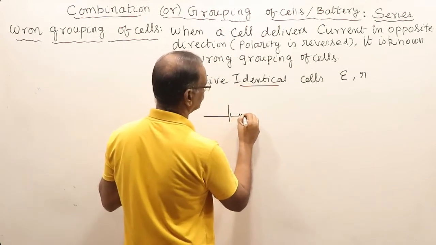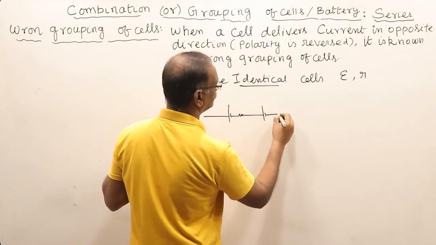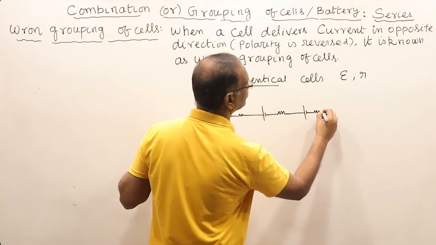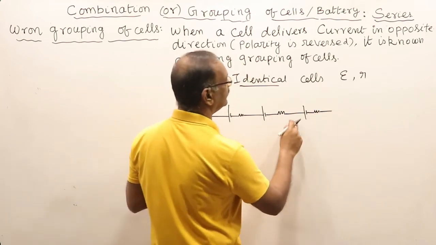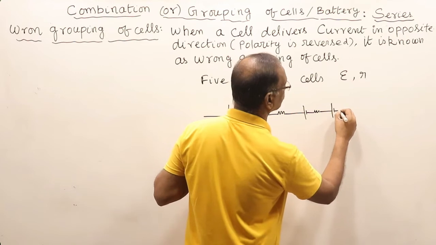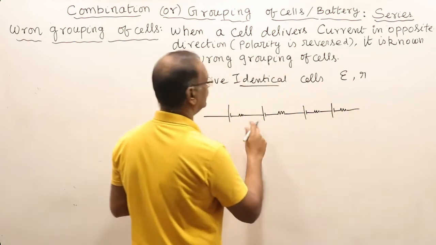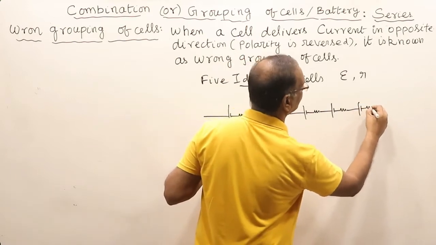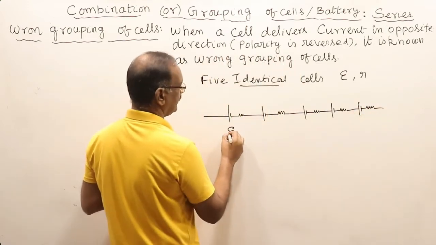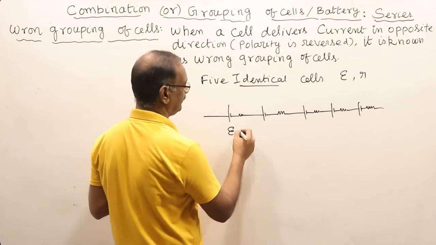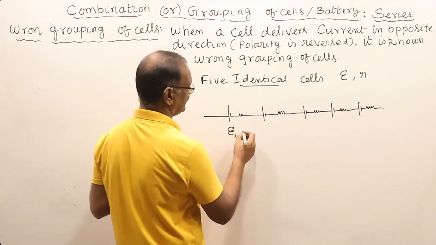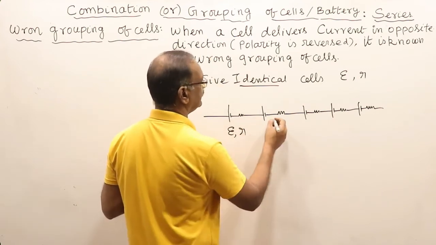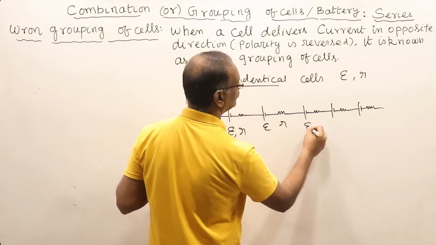Let us see 5 identical cells: 1, 2, connected properly, that is negative to positive, negative to positive. 1, 2, 3, 4 and 5, each individual cell having EMF of epsilon and internal resistance, this is E and R.